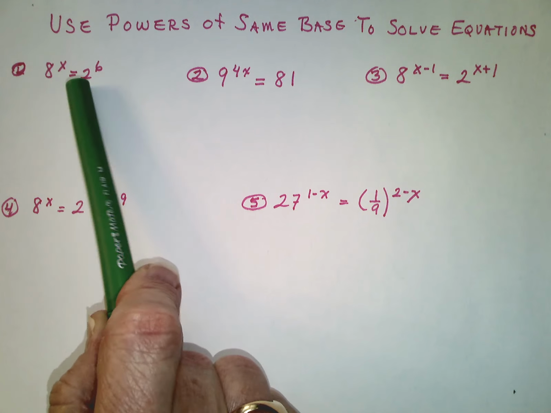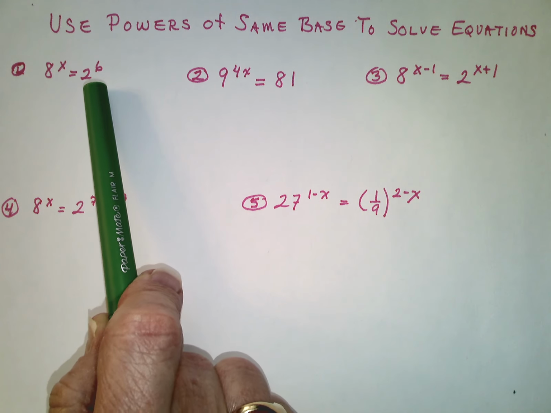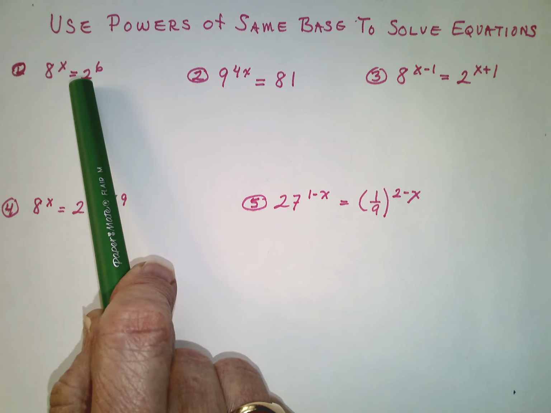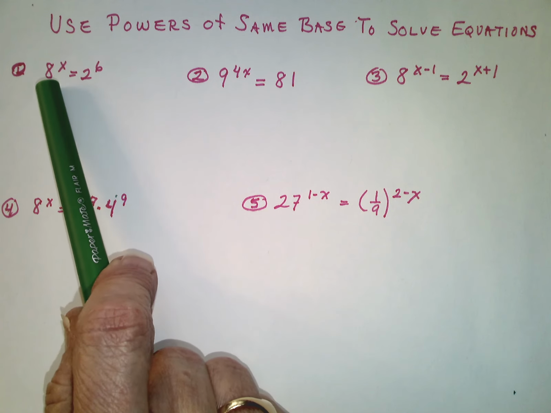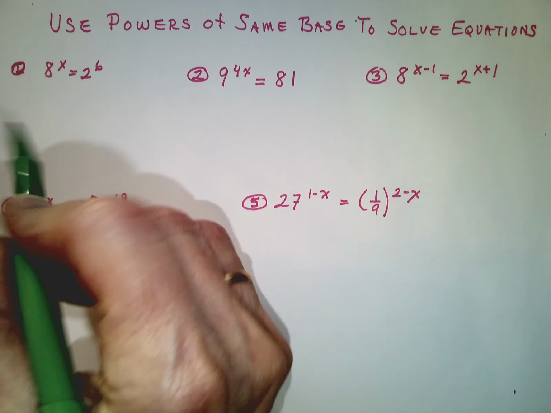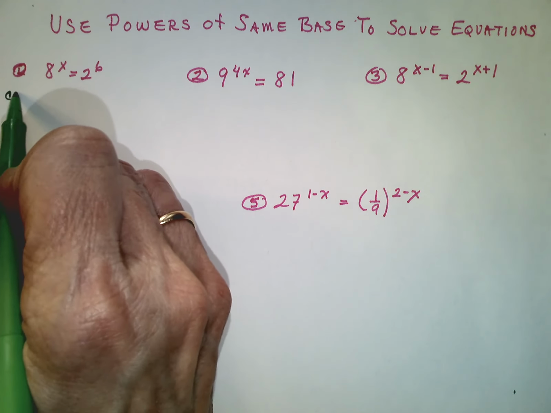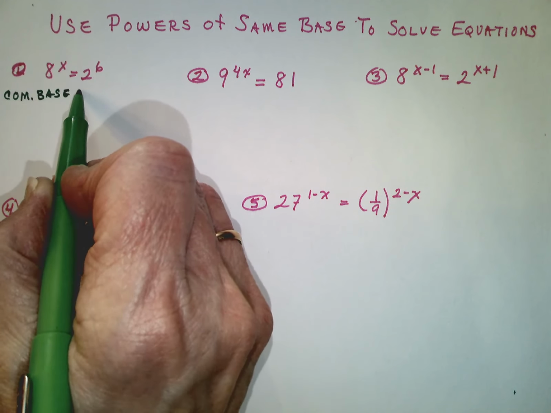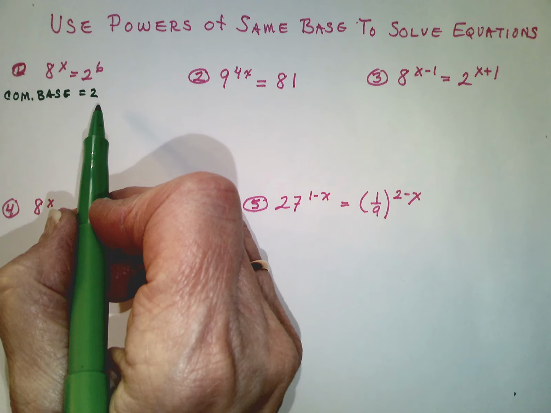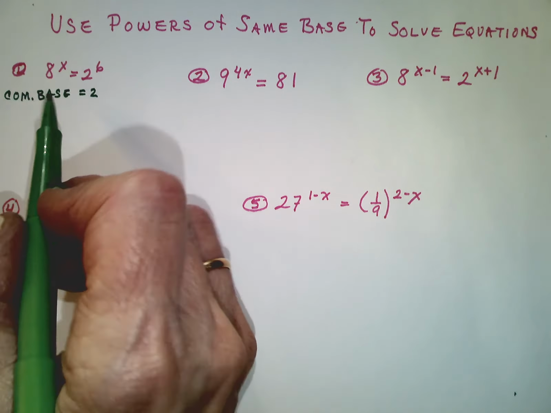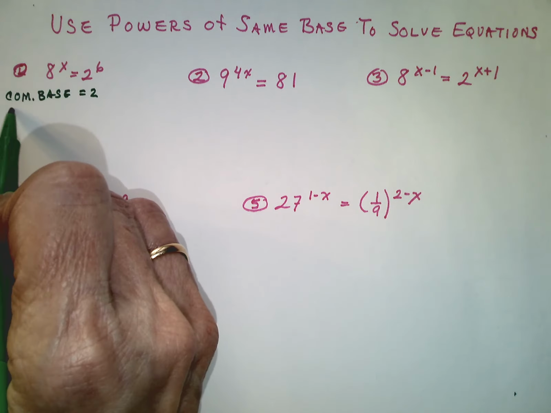So the deal is, we have two different bases here. We want to come up with a common base, some number that when you raise it to a power, you get 2. You raise that same number to a different power and you get 8. For number 1 here, the common base would be 2. Because we can take 2 to a power and get 2, we could take 2 to a different power and get 8. So we're going to rewrite each base.